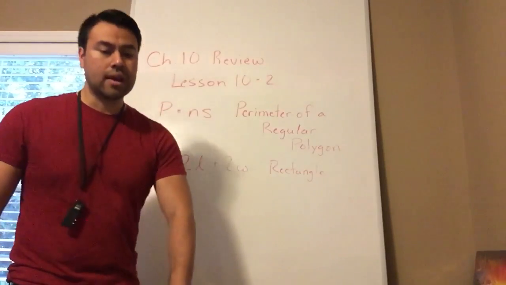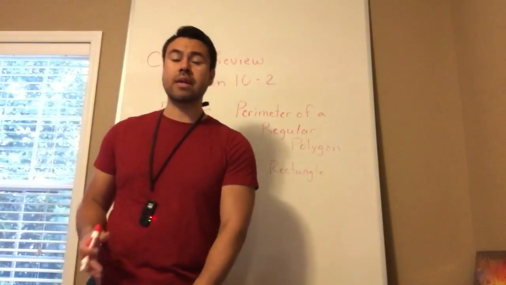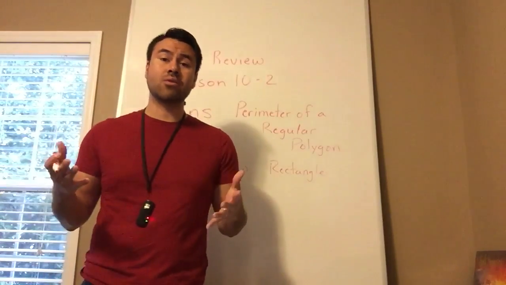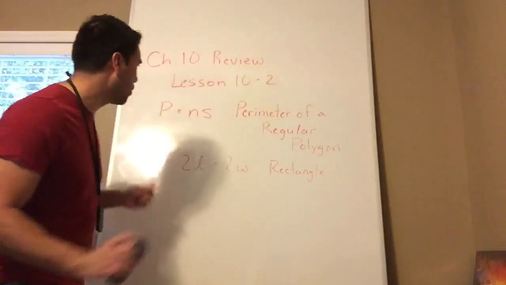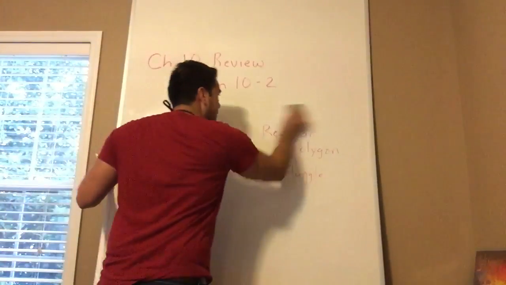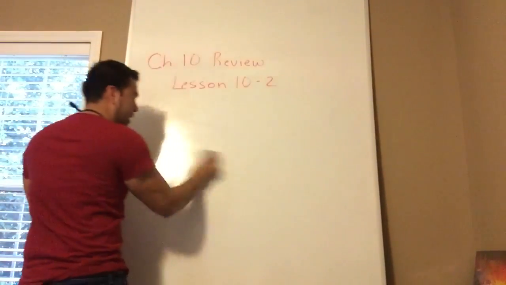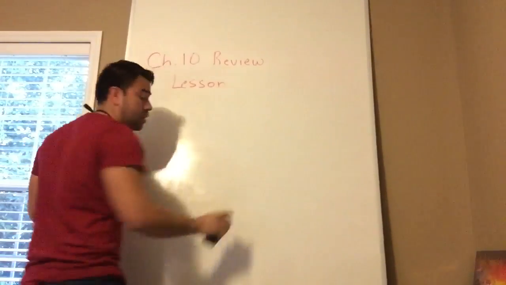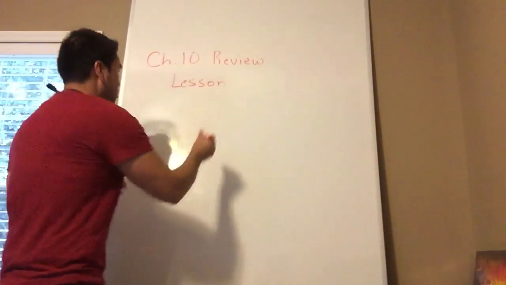In these problems, they'll give you the perimeter again, and they'll give you either the length or the width, and you have to solve for the missing part. So that's Lesson 10-2. You have to know that for the quiz on Thursday.